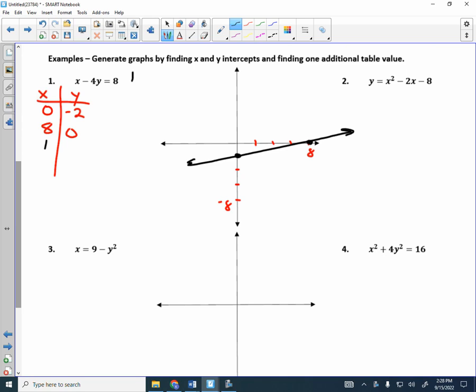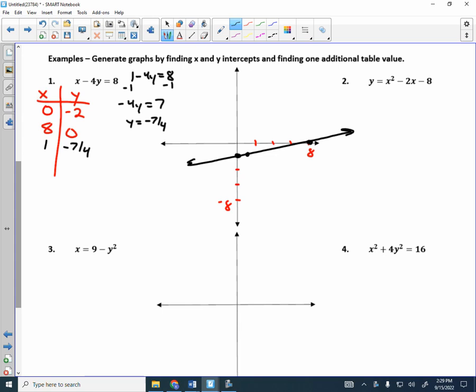And you get 1 minus 4y is equal to 8. Subtract 1, and I get negative 4y is equal to 7. y is negative 7/4. Sometimes people get that type of result and they don't know how to interpret it. The idea is if we have 1, we get a negative 1.75. It looks like that fits.